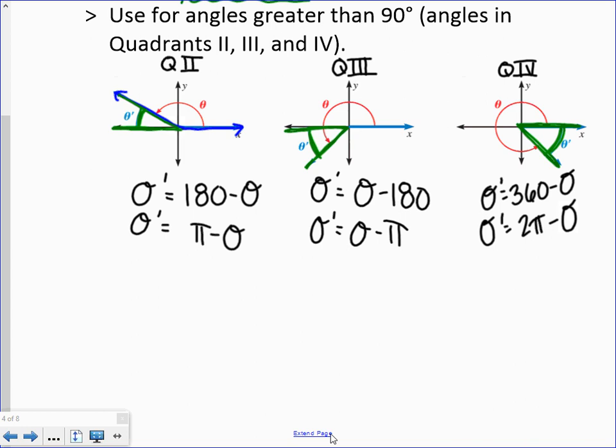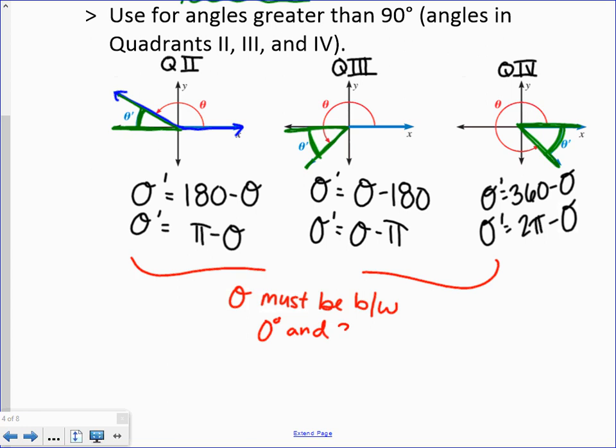Now, there is one side note here. Theta must be between 0 and 360 or 0 and 2 pi. So remember, I had that conversation, like if you're doing a unit circle trig ratio, theta has to be between 0 and 360 or 0 and 2 pi. So we're going to use oftentimes a lot of co-terminal angles to get us in that range, 0 to 360, 0 to 2 pi. So if you have negative angles, or angles that are greater than 360 or greater than 2 pi, use a coterminal angle first before we find the reference angle.